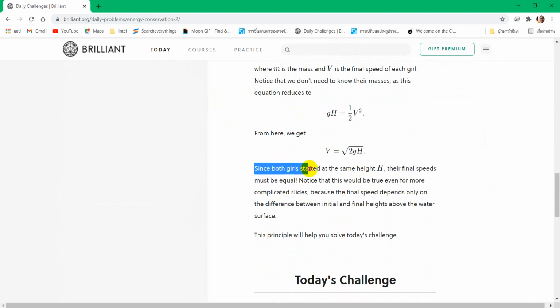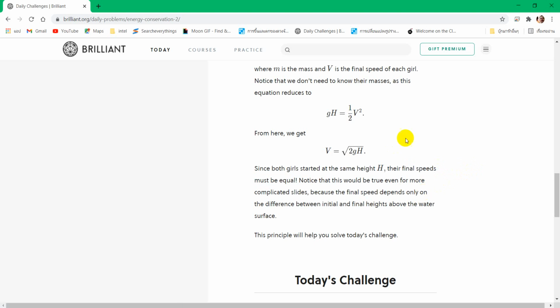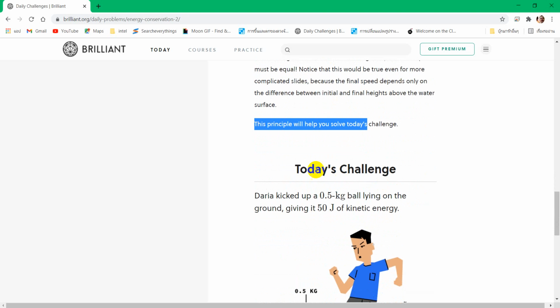And since both girls start at the same height, h, the final speeds must be equal. Notice that this would be true even for more complicated slides, because the final speed depends only on the difference between initial and final heights above the water surface. This principle will help you solve today's challenge.